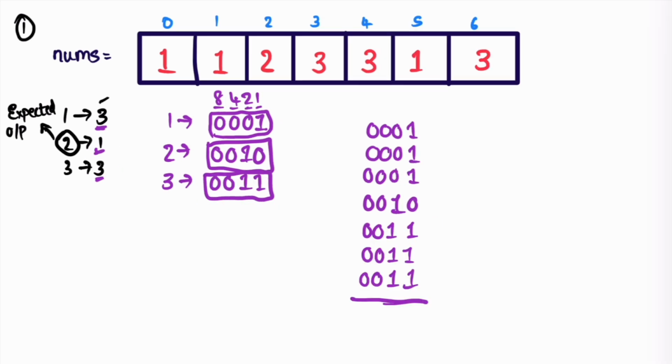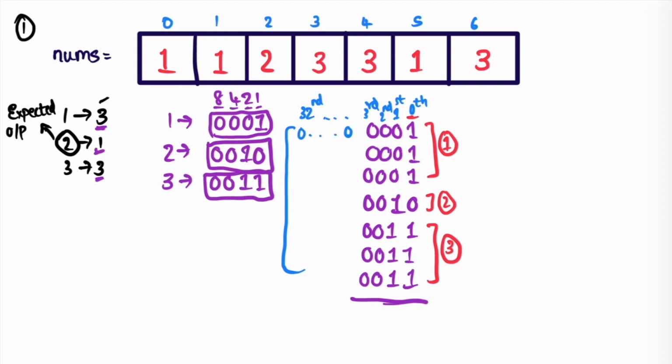And now this is the 0th bit, this is the first bit, this is the second bit, and this is the third bit, and so on. There will be 32 bits for an integer, right? All the rest of them will be zeros. So this will be 0 for everything. So this is 1, this is 2, and this is 3.